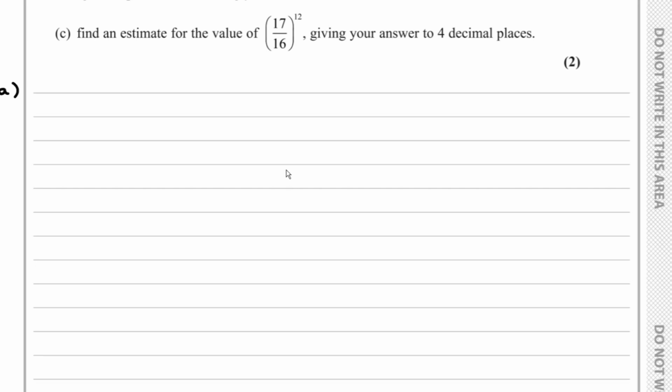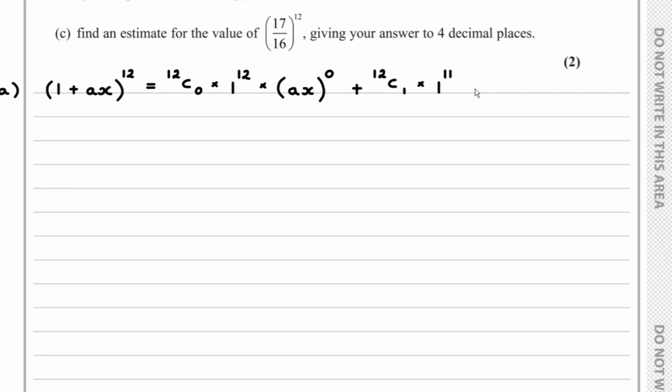For part A, to find the expansion of 1 plus ax to the power of 12, we have 12 choose 0 multiplied by 1 to the 12 multiplied by ax to the power of 0 plus 12 choose 1 multiplied by 1 to the 11 multiplied by ax to the power of 1 plus 12 choose 2 multiplied by 1 to the 10 multiplied by ax squared, and then we add on the higher order terms.